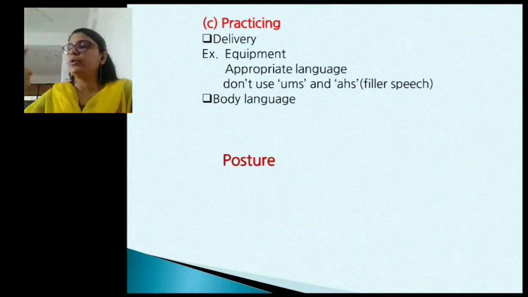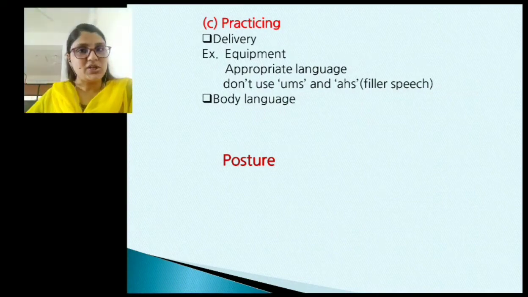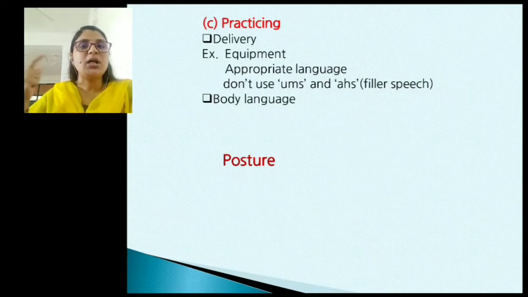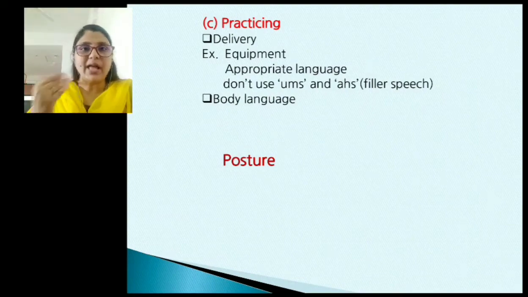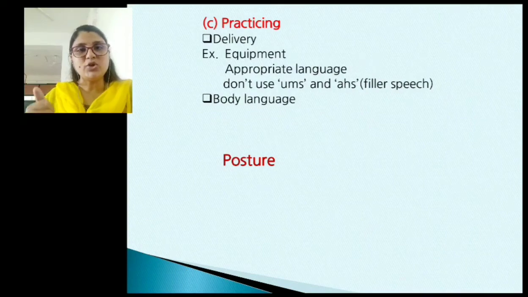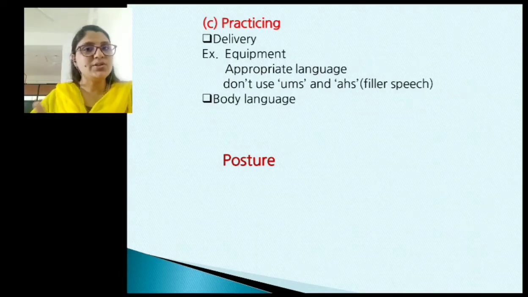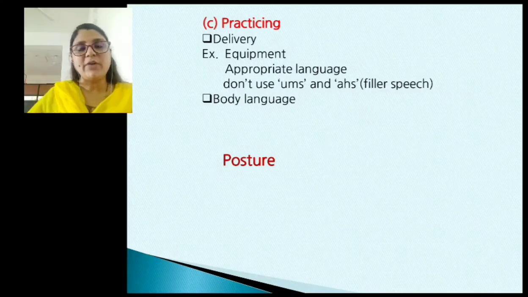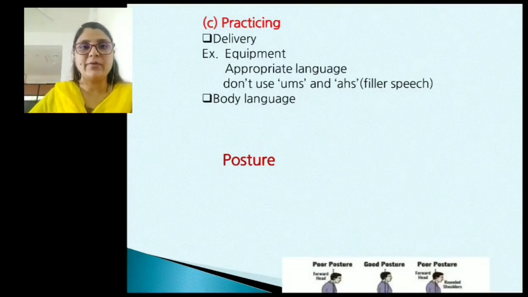How you are going to deliver your presentation, okay. That is, you should use equipment properly, handle it very properly and in the right way. Appropriate language should be used there, meaning if I am using English, that should be appropriate. Don't use ahs, don't use filler speech, don't use it like this, okay. Then body language, it is very important, body language, okay.